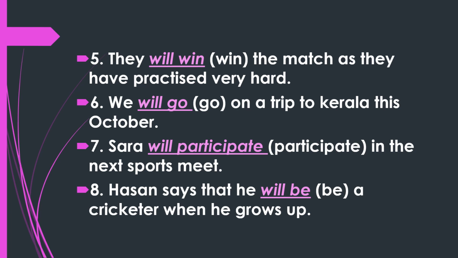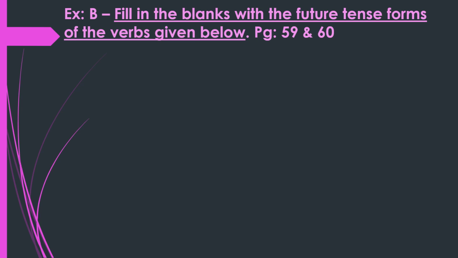Now children, you can pause the video here and write down all the answers. Make sure that all your spellings are correct and your work is neat. Now let us go ahead and solve exercise B. Exercise B tells us fill in the blanks with the future tense forms of the verbs given below. This exercise is partially on page 59 and partially on page 60.